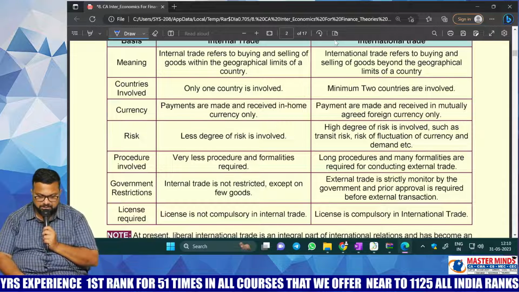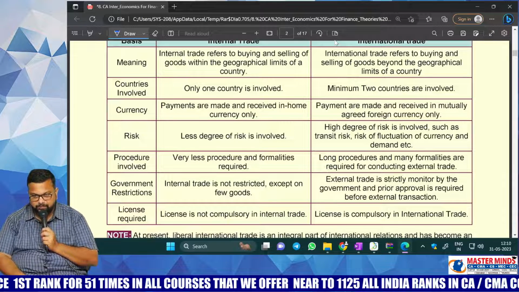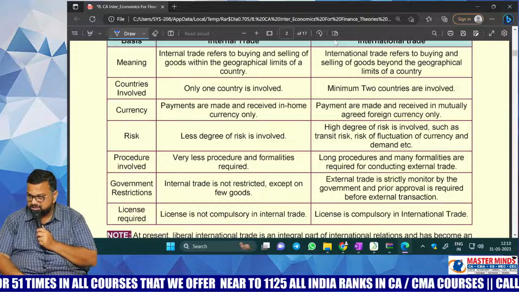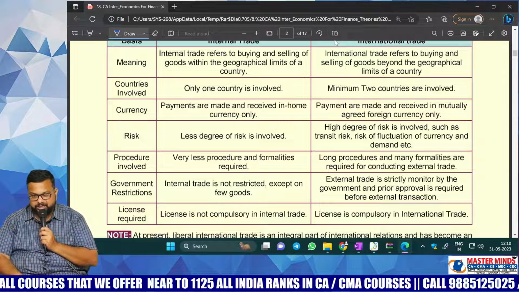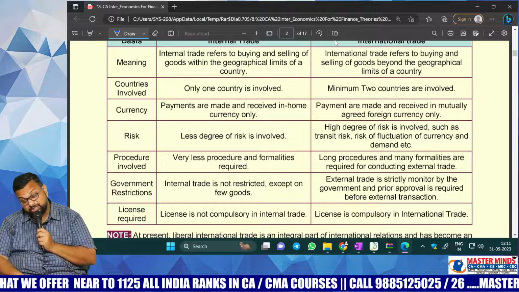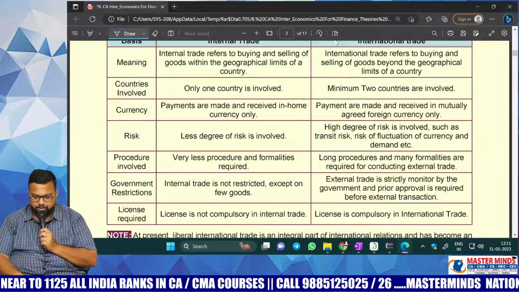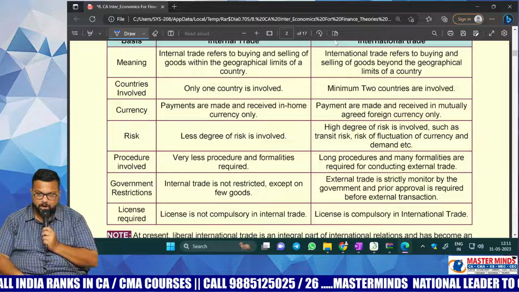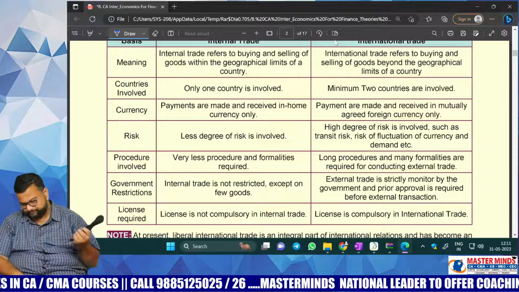Differences: meaning, countries involved, currency, we all know. Internal trade means only one country and one currency. International trade means minimum two countries and more than one currency. Compared to international trade, internal trade is less risky. Okay. Procedure involved: very few procedures in internal trade, more procedures in international trade. Government restrictions: less in internal, more in international.